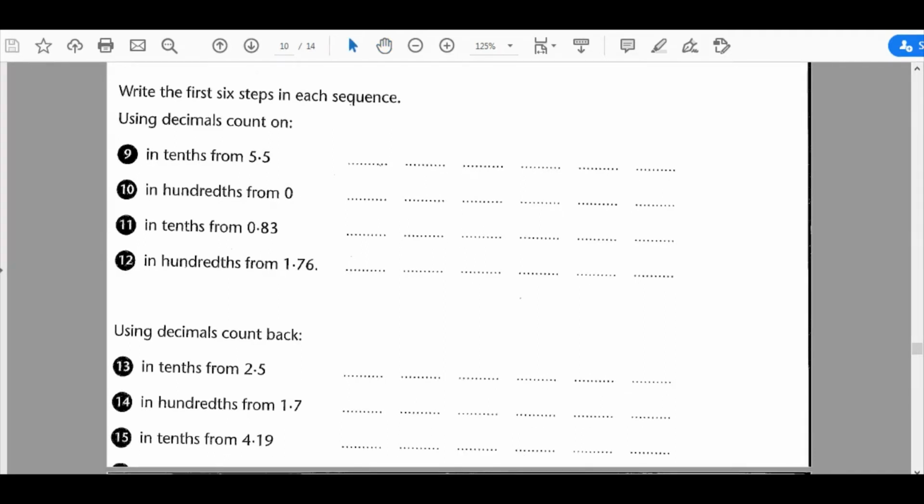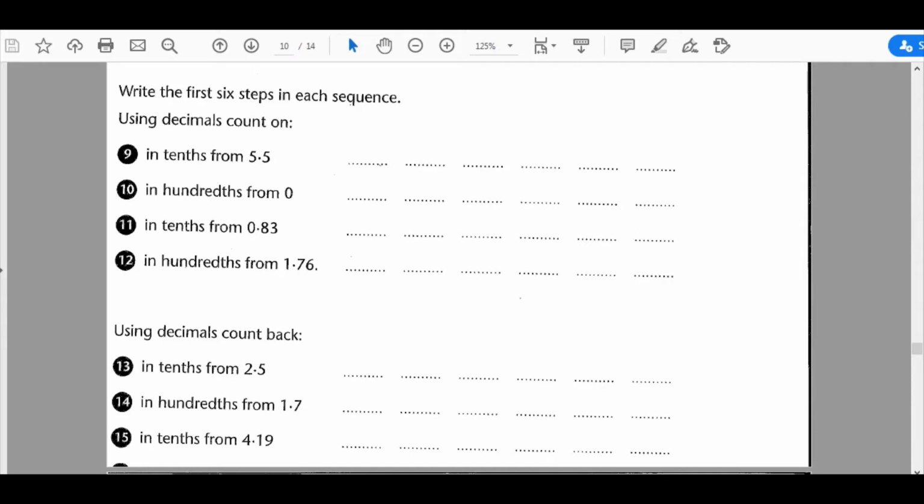Right, so let's just read this in a little more detail. So it says, write the first 6 steps in each sequence. Using decimals, count on, and then you've got in tenths, in hundredths, in tenths, in hundredths, and it's given you a starting number. The second section is asking you to count back, so you're going backwards and getting smaller. So this is a bit like counting in a sequence. If it said count in steps of 2 from 10, you would go 10, 12, 14, 16, 18. But instead of counting in whole numbers, you're counting in decimals. And it's wanting you to count in either tenths or hundredths.